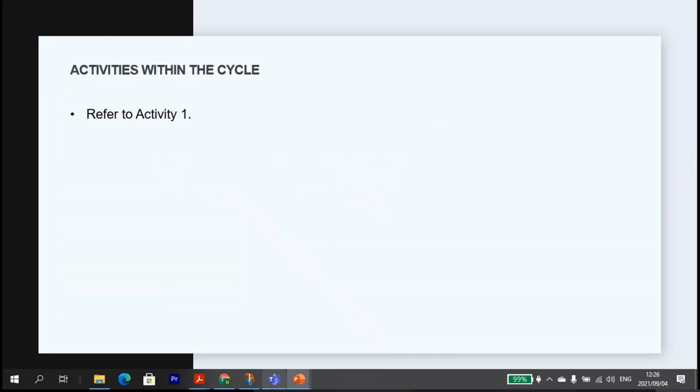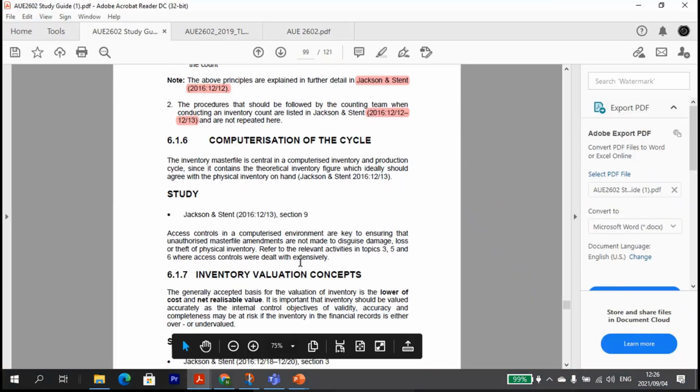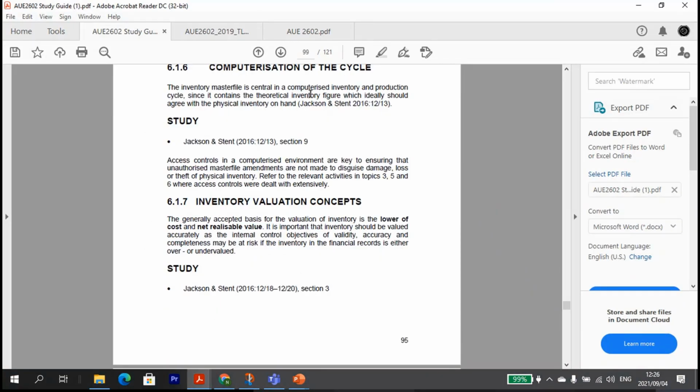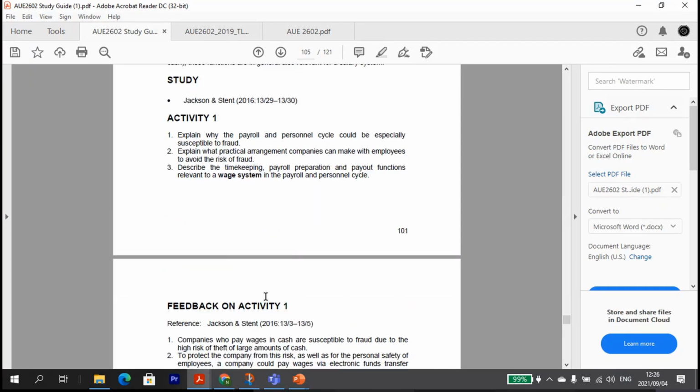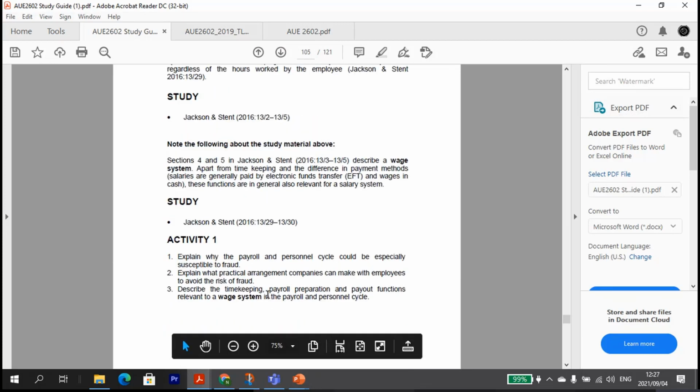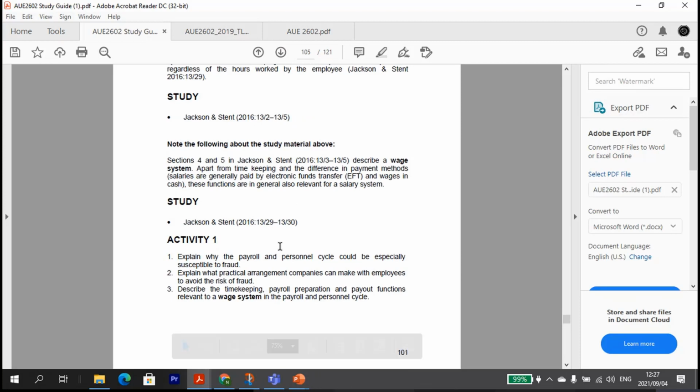Okay, so as usual, let's go to activity 1. Oh, and then guys, look at the computerization of the cycle. Very important, don't forget it. So activity 1 says that you must explain why the payroll cycle could be especially susceptible to fraud. Why do you think that this line item, this cycle, payroll and personnel, is highly susceptible to fraud? It's a discussion. So why do you think that it attracts fraud? One of the major risks here is fraud.